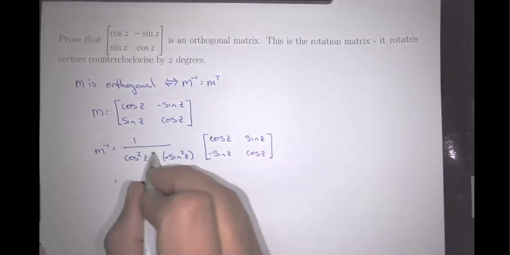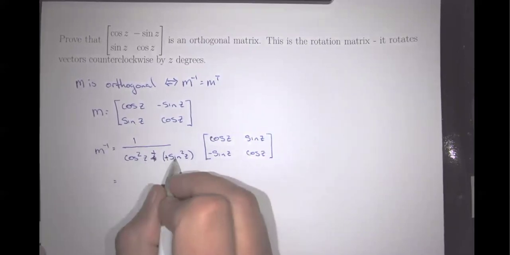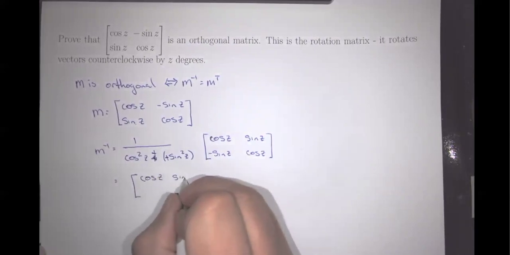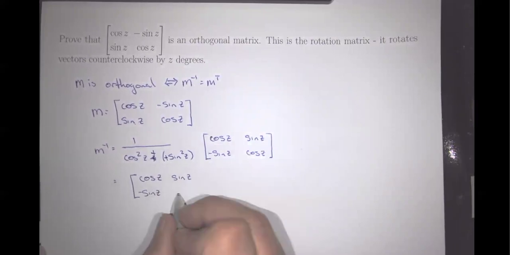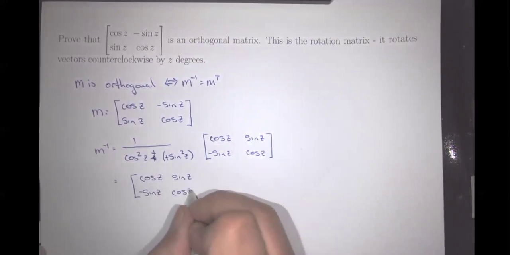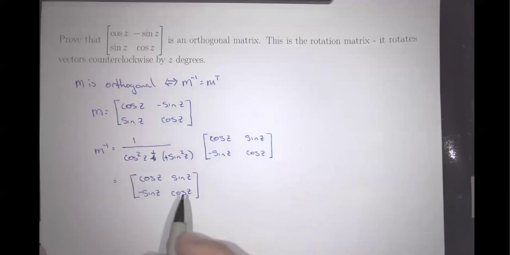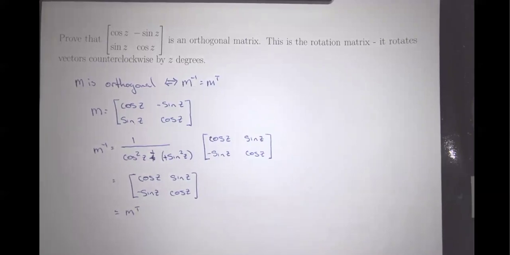So as we said just a second ago, this double negative becomes a plus. Cosine squared Z plus sine squared Z is equal to 1. So this is equal to 1 times cosine Z, sine Z, negative sine Z, cosine Z. And so what do you know? This is equal to M transpose indeed.